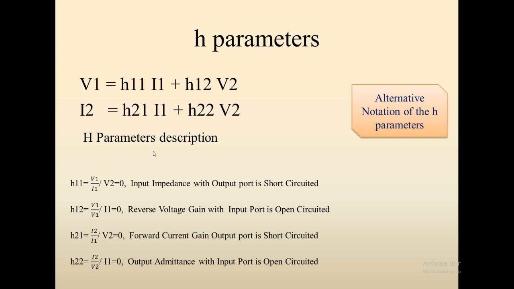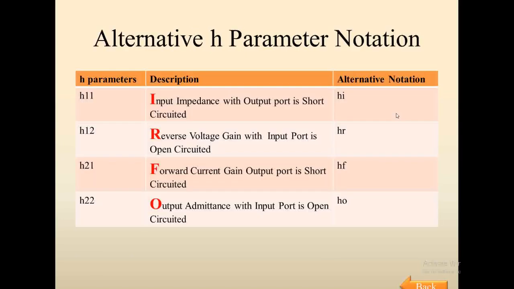And the alternative notation for these H parameters, in order to make simplified notations: H11 is the input impedance, so the first character of the input impedance, I, is replaced in the H11 and represented as Hi. H12 is modified as Hr. H21 is alternatively noted as Hf. H22 is represented as Ho as a simplified notation.